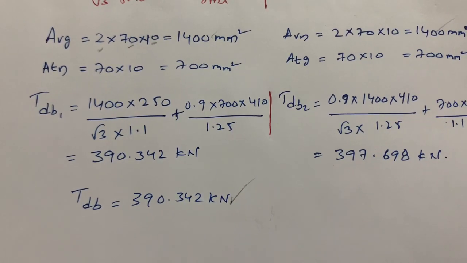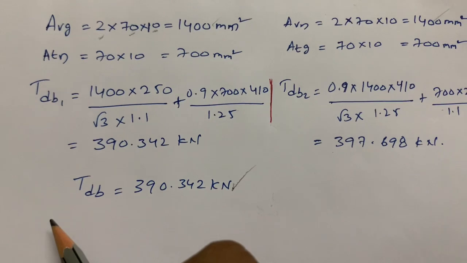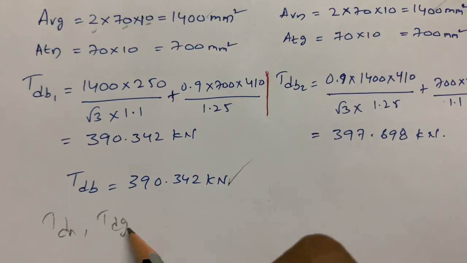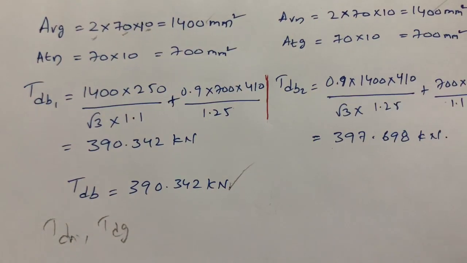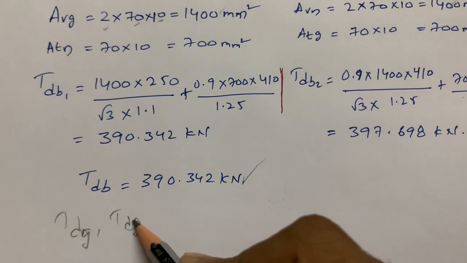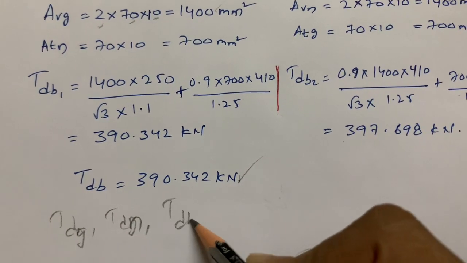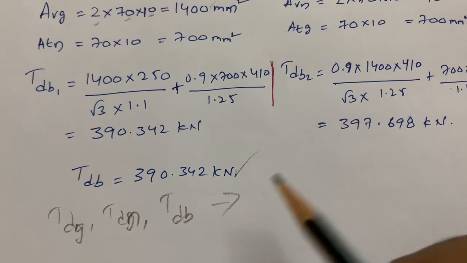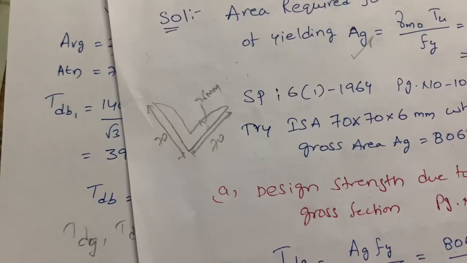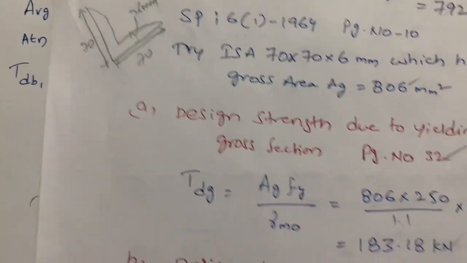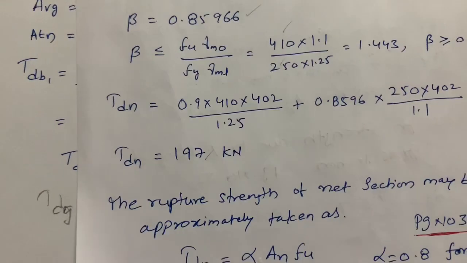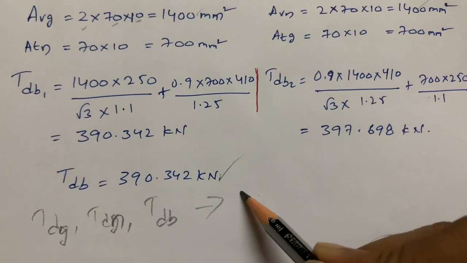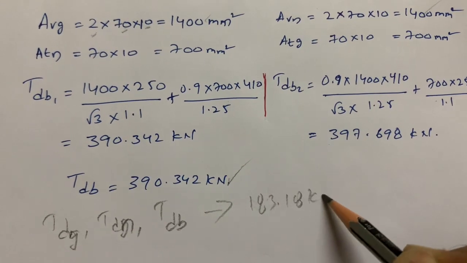So our design strength is, after calculating these three values, first one is Tdg, and second one is Tdn, and after that Tdb. After calculating these three values, whichever is lesser, we need to consider as the design strength of the angle. So I got Tdg value is 183, Tdn is 197 and Tdb is 390. In these three, the lesser value is 183.18 kilonewtons.